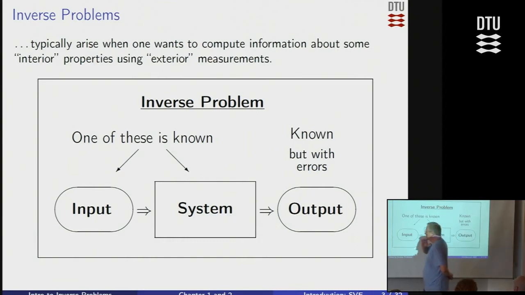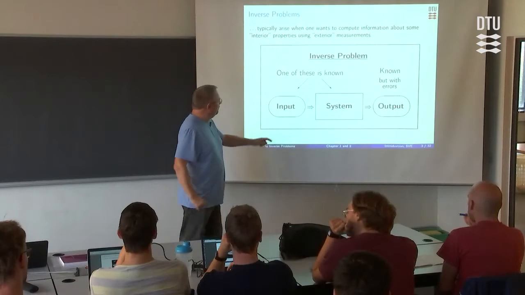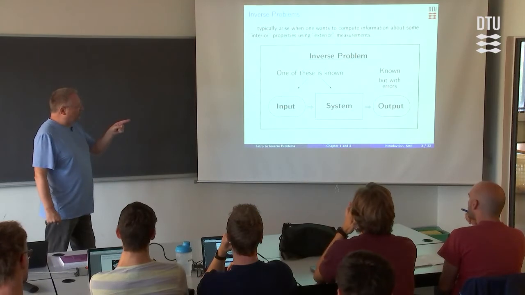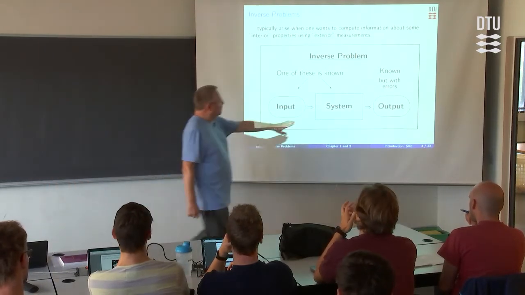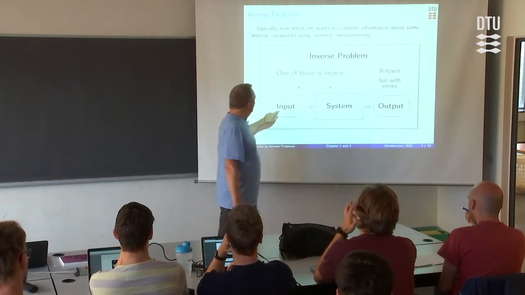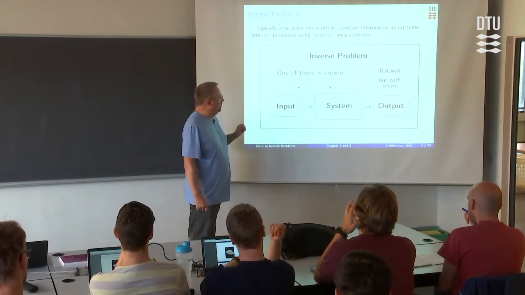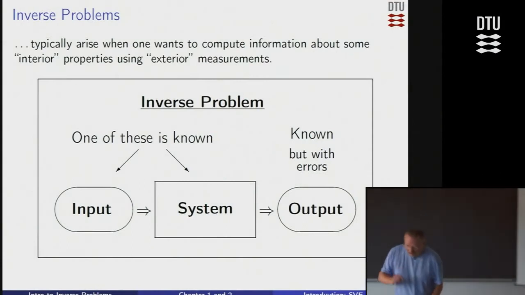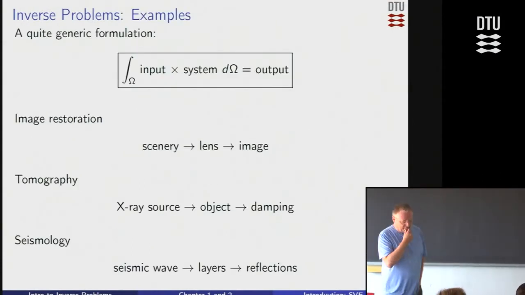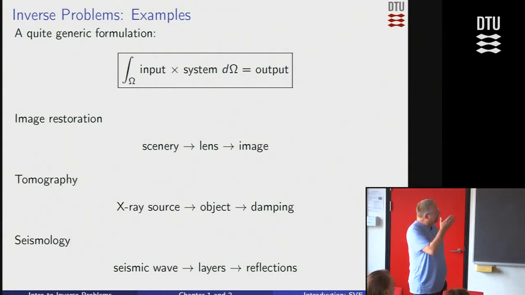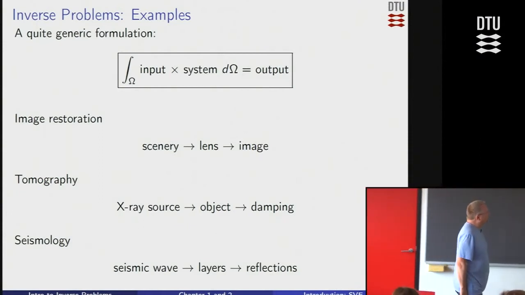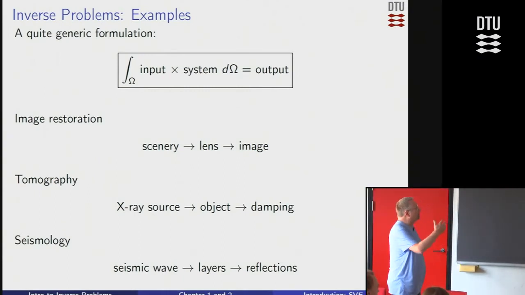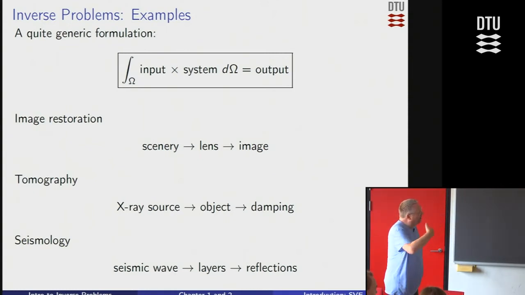And then you want to know either the system or the input. So you have to know 2 of these quantities, and then you can find out the third one. This is always known. Sometimes you know this, and you want to know what was the input that gave the output. Sometimes you know the input and the output, and you want to know what was the system in there. So let me give 3 examples of that. All right, and now you can see there's a bit of mathematical notation. I'm concerned with inverse problems in this part of the course that you can write in the form of an integral.